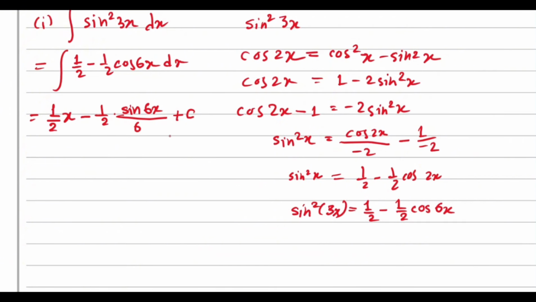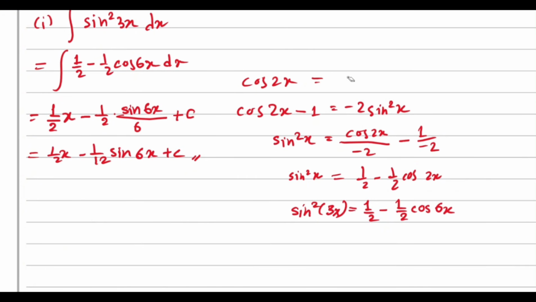So this is our integral. We just need to simplify this. So half x minus 1 by 12 into sin 6x plus c. This is our answer to part A. I'm sorry, part 1. We will now move to part 2.